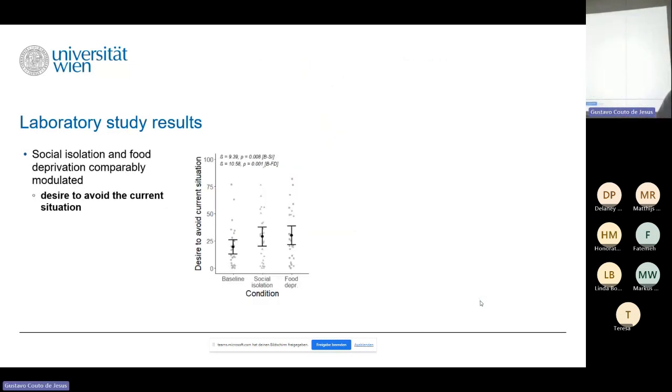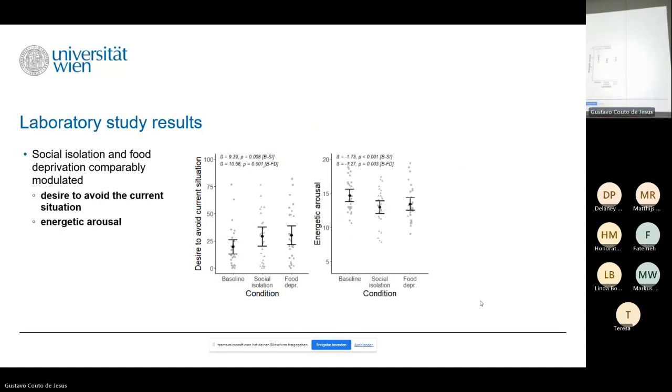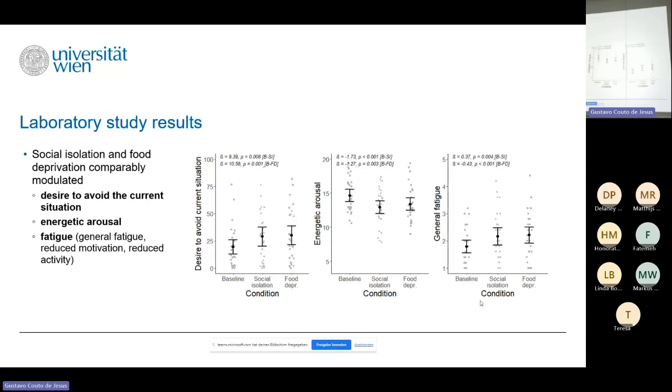But what do they have in common? Well, what we found very interesting is that the desire to avoid the current situation is equally high for social isolation and food deprivation compared to the baseline condition. So they found the situation aversive. And what is interesting for me is energetic arousal and fatigue. They are reported as being equally low energy and high fatigue for social isolation and food deprivation.